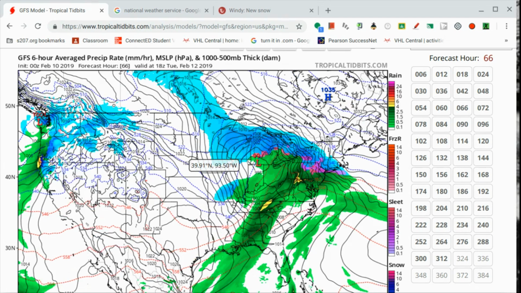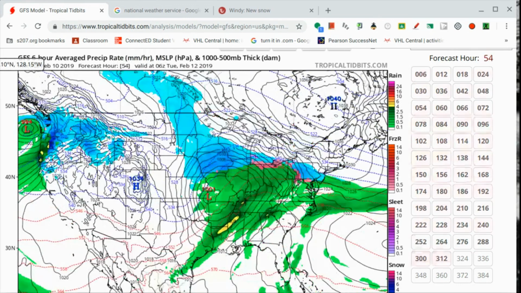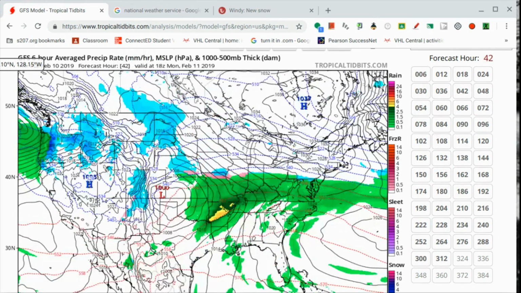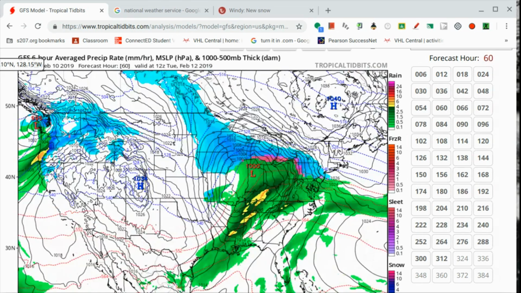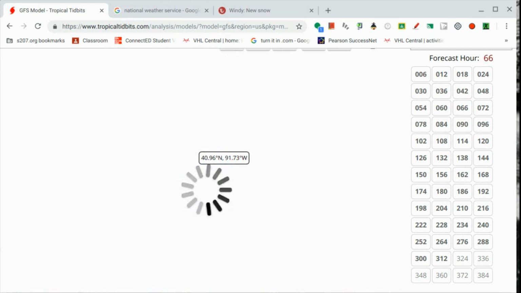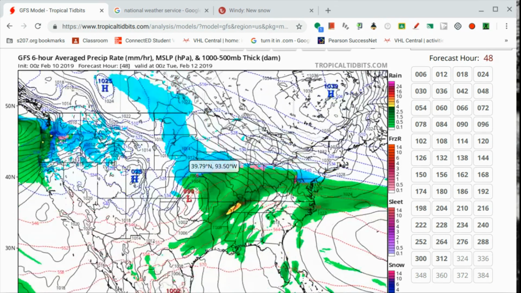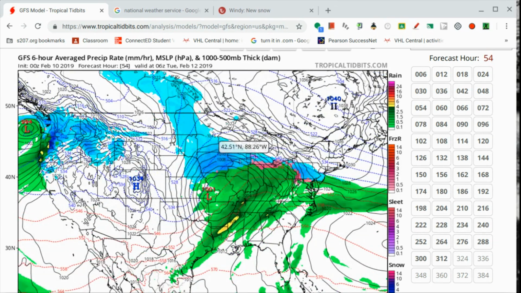But on the backside of the system, we could see maybe a wraparound, another deformation band forming potentially, and that could produce a little bit of snow, light to moderate snow, Tuesday evening across Indiana and Ohio. We'll just have to see if that actually does occur, because this is just the newest model run that's showing this formation. Earlier model runs were showing it just being incorporated into the system and a little bit further to the north. So again, major cities like Chicago are on the line with this.